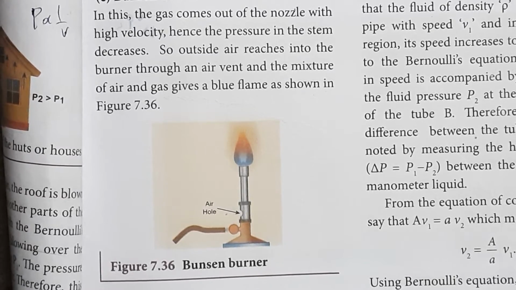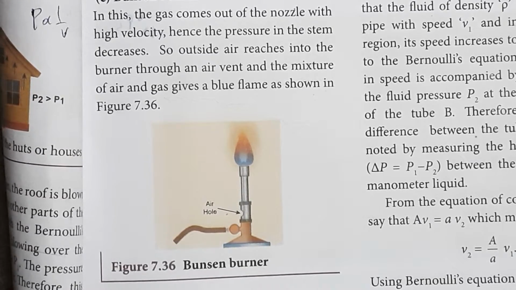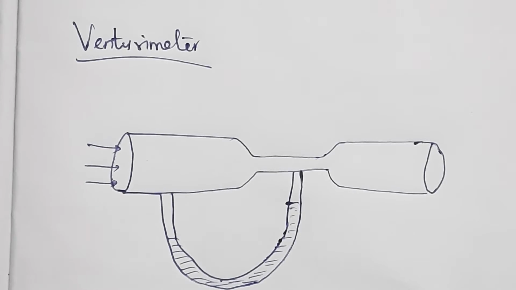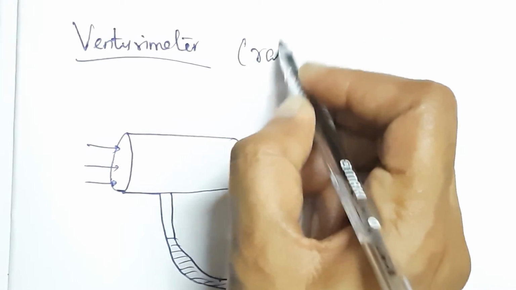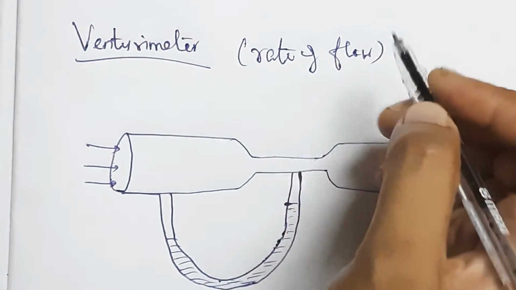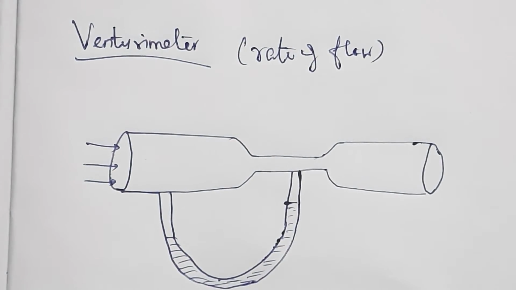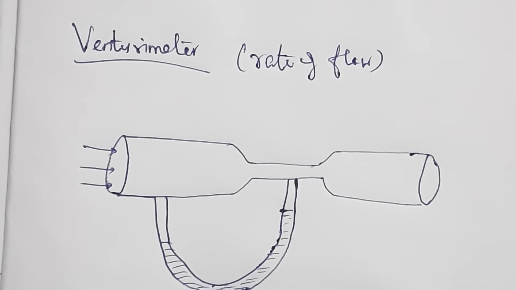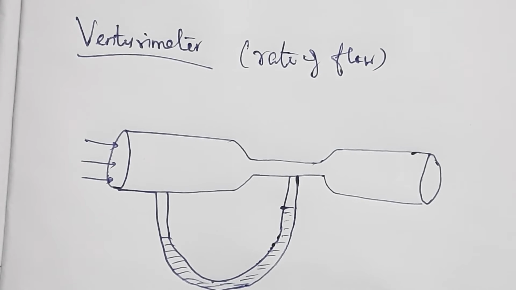The next one is venturimeter. Listen, venturimeter is used to measure the flow speed, that is, the rate of flow of an incompressible liquid through a pipe. So what is the principle of this? Venturimeter is an application of Bernoulli's theorem. It works on the principle of Bernoulli's theorem.